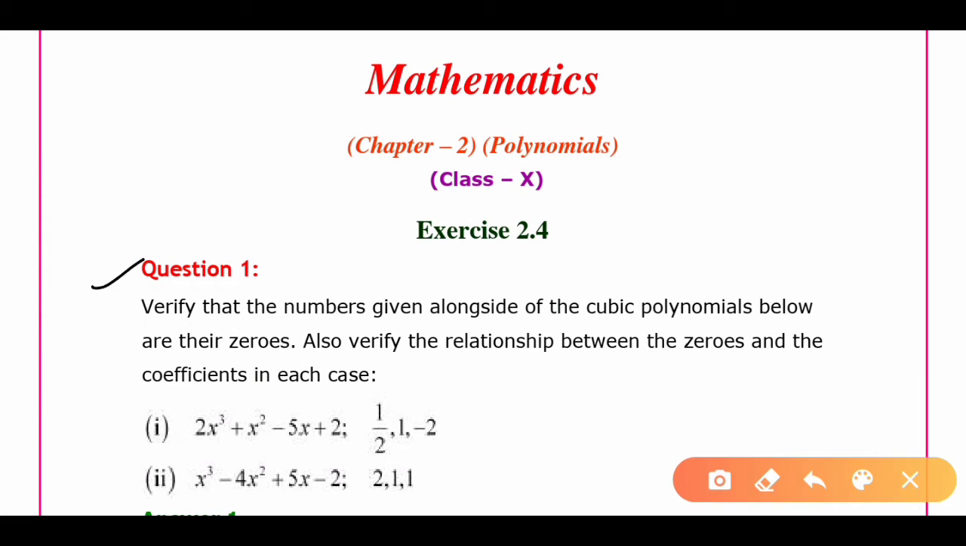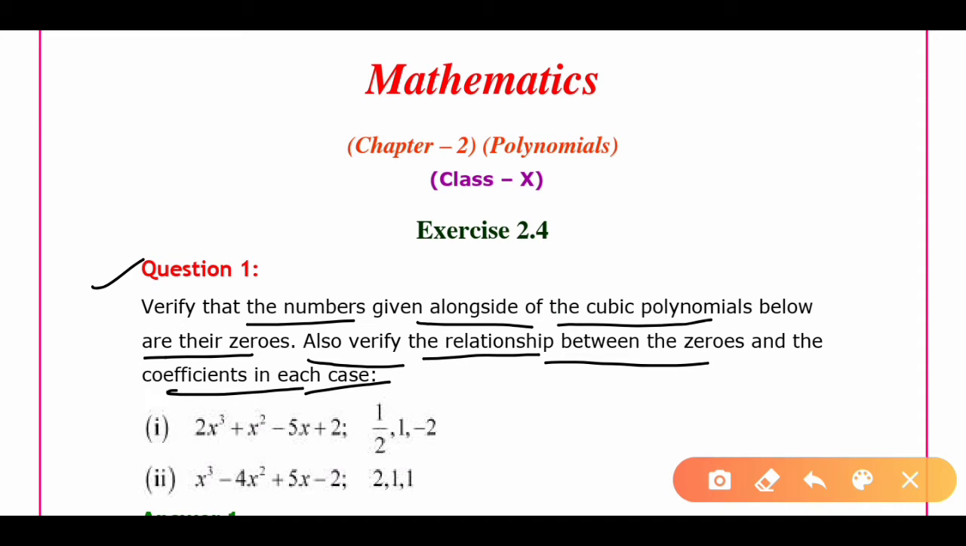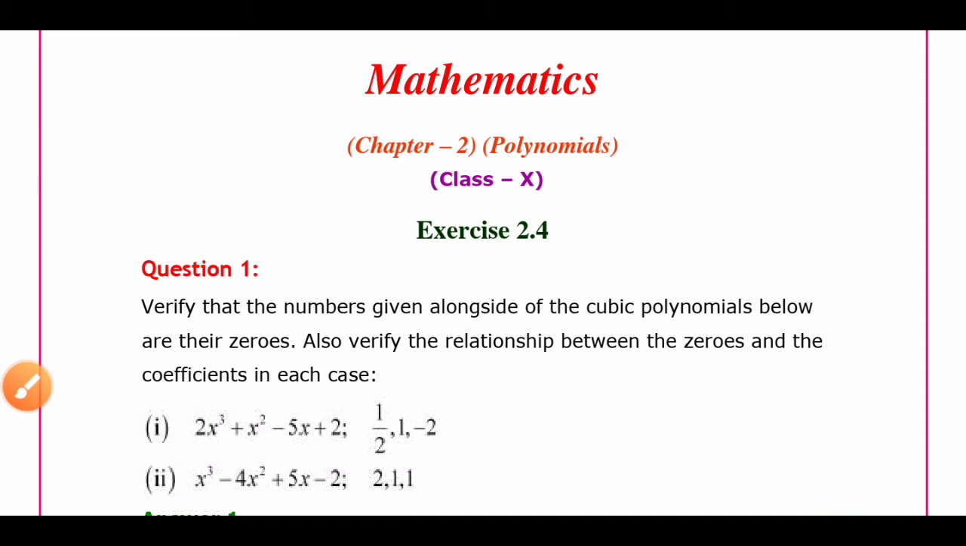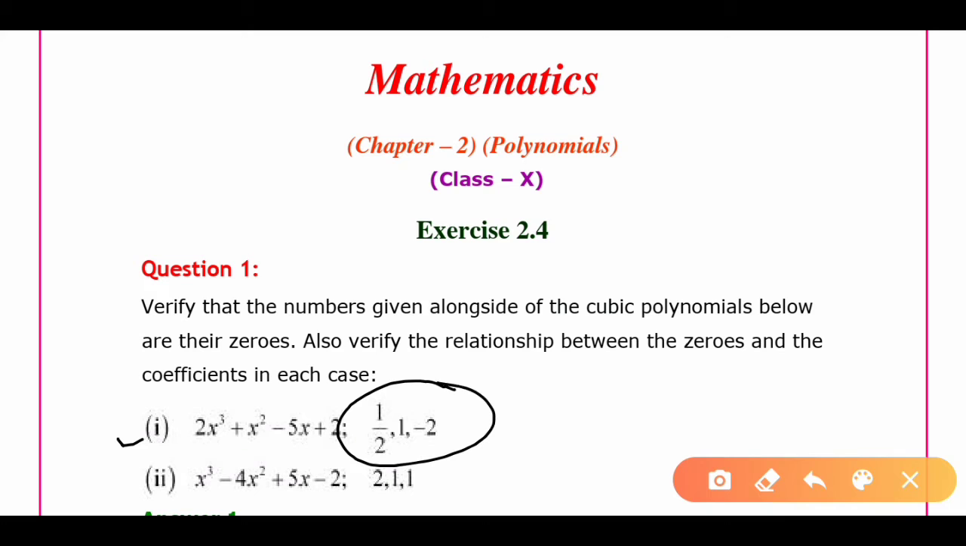Question number first. Verify that the numbers given alongside of the cubic polynomial below are their zeros, that means their solutions. Also verify the relationship between the zeros and the coefficients in each case. Now we have the numerical. First one is 2x cube plus x square minus 5x plus 2, and the solutions or zeros of this polynomial are 1 by 2, 1 and minus 2.